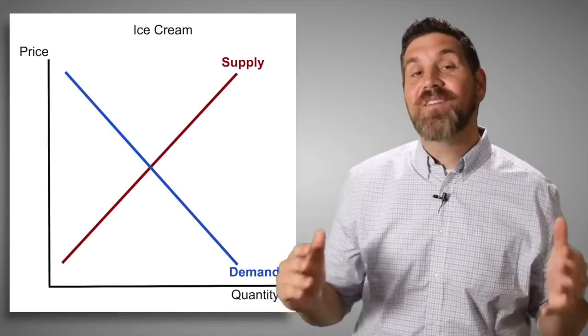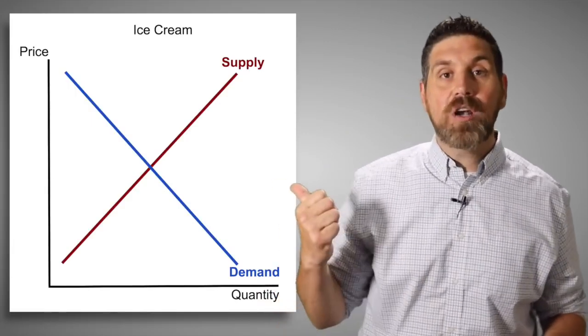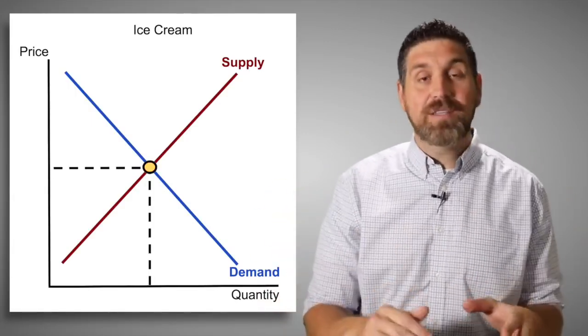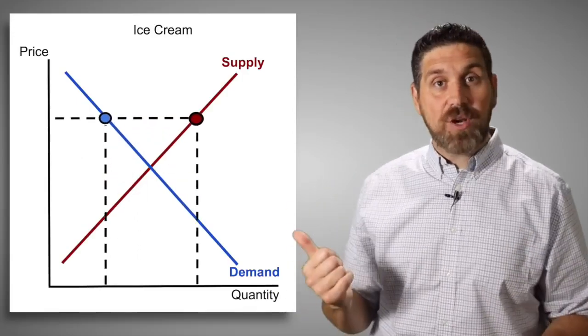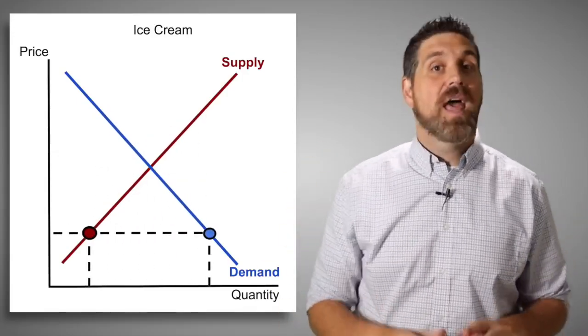Now we finally have enough to put supply and demand together. We've got a demand curve, now here comes a supply curve, and we can find equilibrium. Economists call this the market clearing price. It's the only price where the quantity demanded equals the quantity supplied. And if there's a change in the price for ice cream, that moves along the demand and the supply curve, changing the quantity demanded and the quantity supplied.